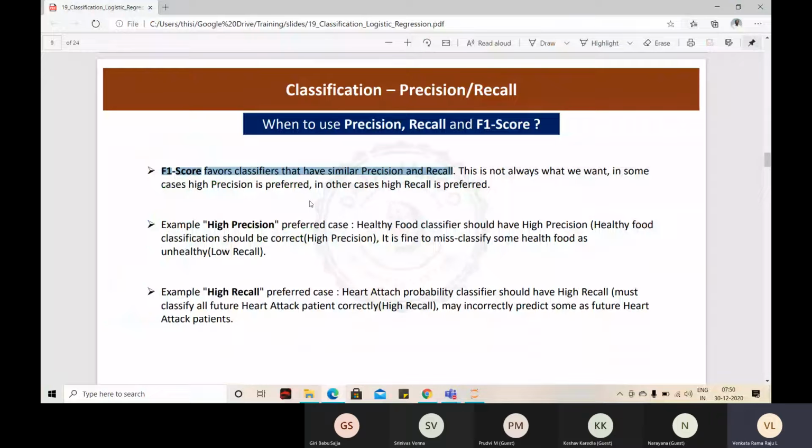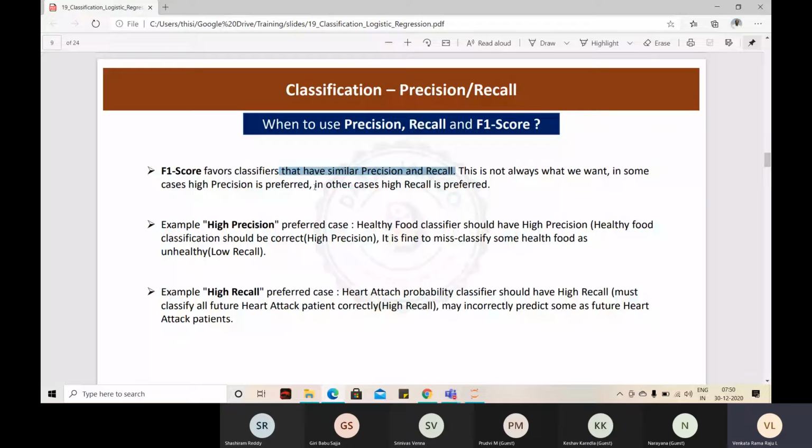Because it's one score, and across all the 3 models, whichever is high, that one you will take. Even in regression problems we did that, right? R square score we calculated, and whichever is high, that model we choose. Or in a given model, maybe SGD classifier, if you are running multiple iterations with different hyperparameters and want to see which one is good, in that case also you look into F1 score. But F1 score favors classifiers that have similar precision and recall.